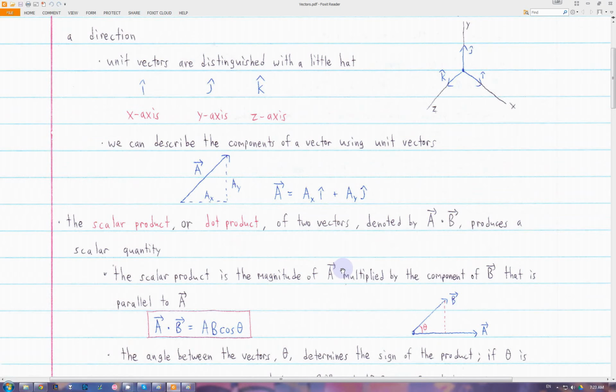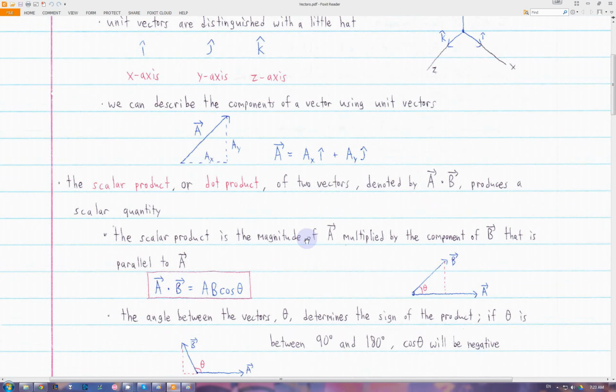So now we're going to look at different ways to multiply vectors. And you'll come across two main ways. The first one is called the scalar product, or the dot product. So the scalar product of two vectors produces a scalar quantity.